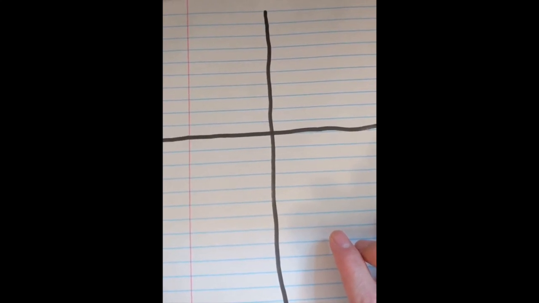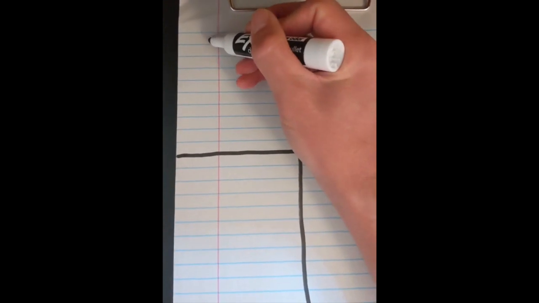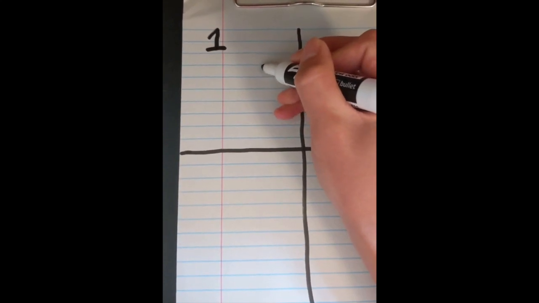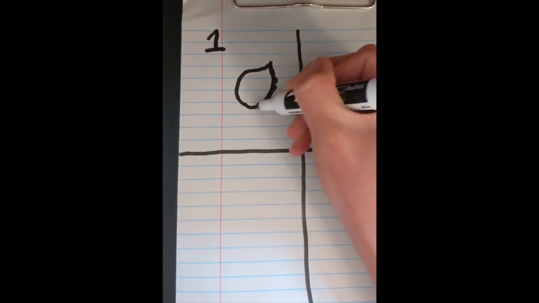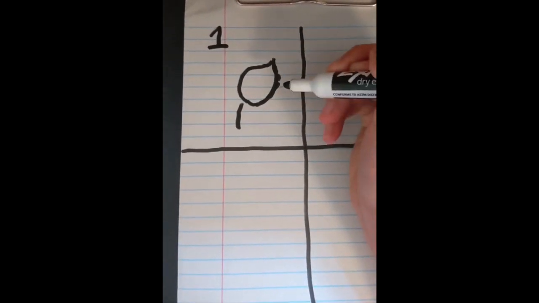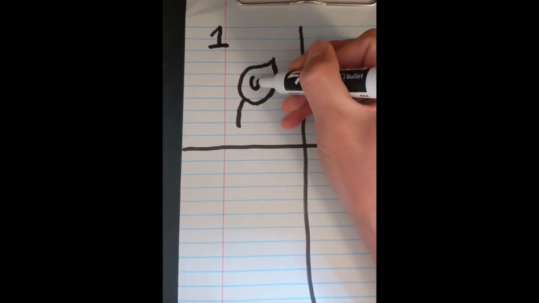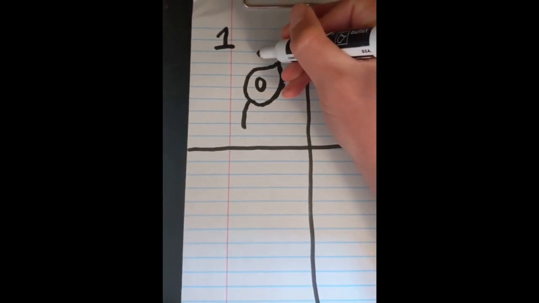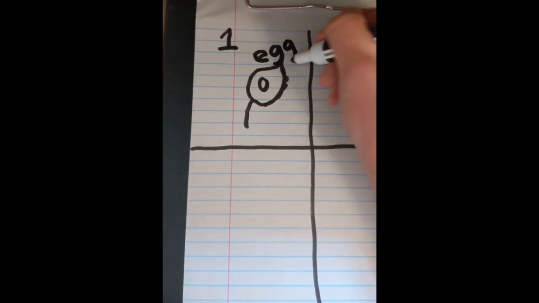And that's what I need you to do. I need you to try your best. The first thing that we're going to do is we're going to do a number 1 right here in the corner. And I'm going to draw a leaf. And on the leaf, I'm going to draw the first stage of a butterfly's life. What is that? That's right, it's an egg. Egg. Actually, it has 2 G's. Egg.